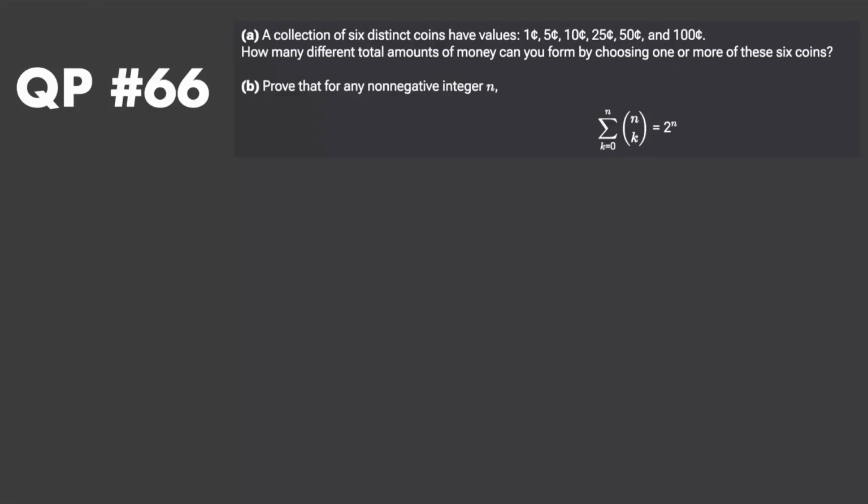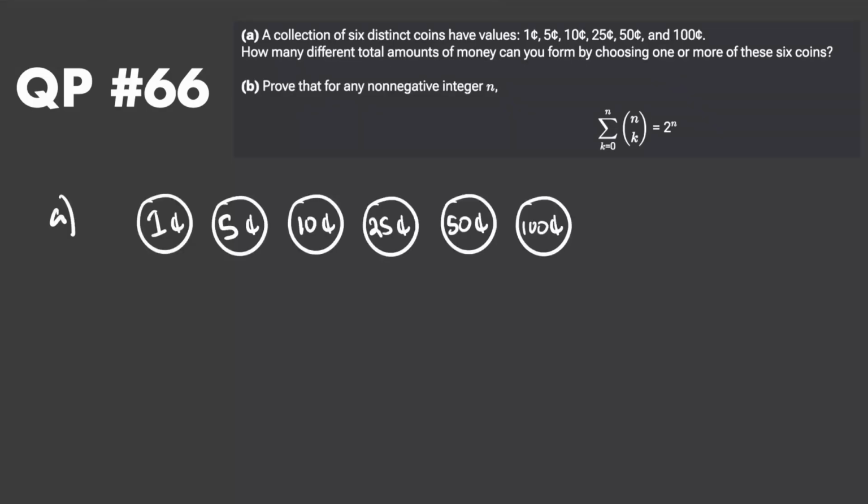Hello everyone, today let's take a look at Quantipus number 66, another combinatorics question where we have a collection of 6 distinct coins with these values right here. It's asking us how many different total amounts of money can we form. So I drew out a picture of what the question's asking. Here's our 1-cent coin, here's our 5-cent coin, all the way up to this being our 100-cent coin.